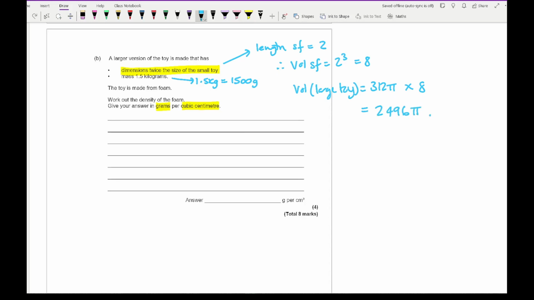So from this, what I can then do is work out the density. Remember that D equals m over v, so the density is the mass, 1500, over 2496 pi, and if I type that into my calculator, I get an answer of 0.19, and that's in grams per centimeter cubed, rounded to 2 decimal places.